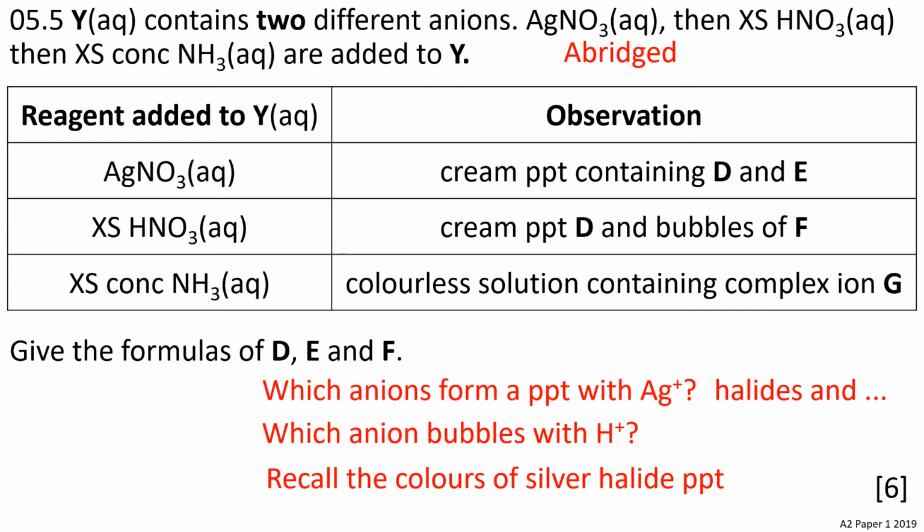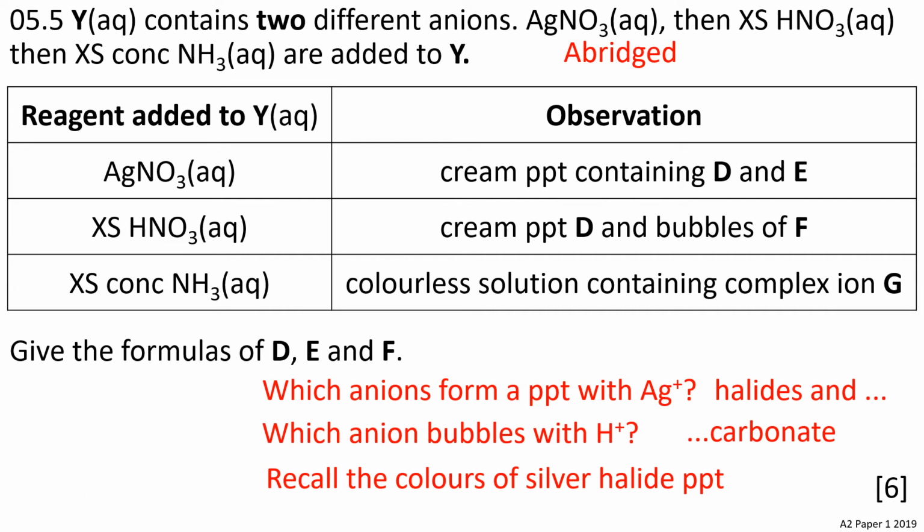The other anion that forms a precipitate with silver, which is relevant to this situation, is carbonate. So silver carbonate is also an insoluble solid. Carbonate will also form carbon dioxide, or effervesce, or fizz, or bubble with H+ ions.